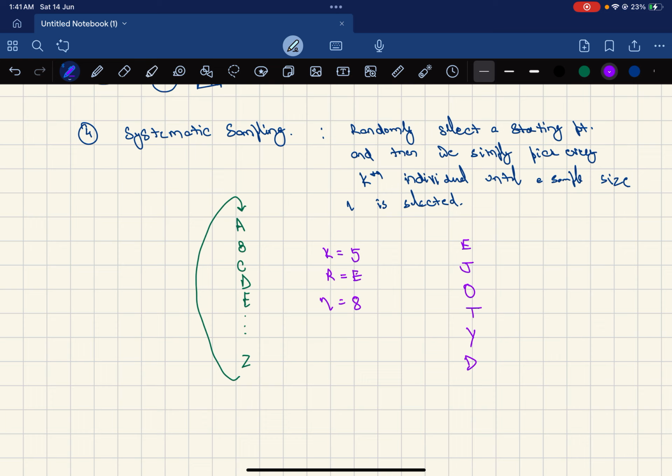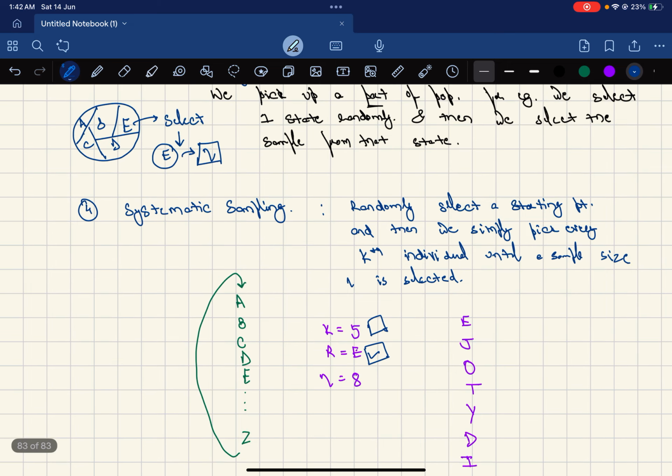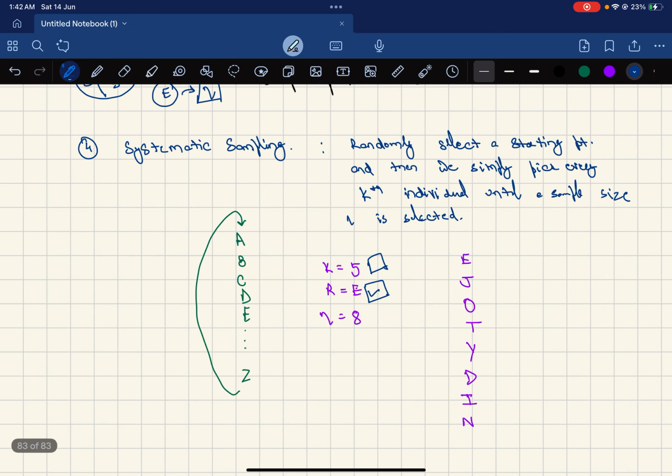And once again, we continue the process. So E, F, G, H, I. So I will be selected, and then J, K, L, M, N would be the 8th person selected. So this is how we do systematic sampling, where we start from a random point, which was student E in this case, and then we select every kth student, which is every fifth student. Even the number 5 here is randomly selected. It could be every 6th or every 7th student, it won't matter. So this is how we do systematic sampling, which is another way of probability sampling method.